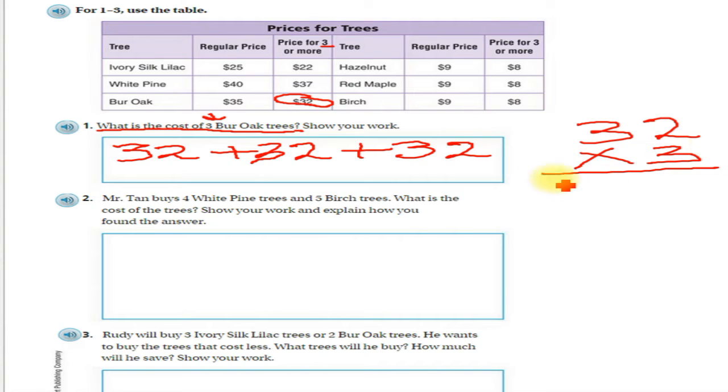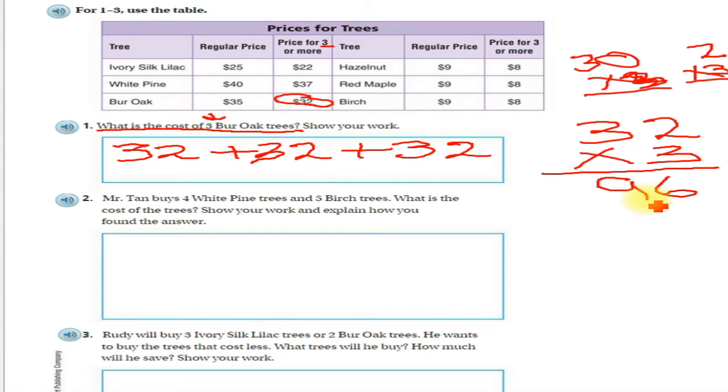Okay. Now I could work this out in expanded form and do 30 times 3, and 2 times 3. I could do it that way, but I'm going to work this out just using regrouping, okay? So I'm going to do my 3 times 2, that's 6, and then I'm going to do my 3 times 3, and that's 9, okay? And so that's 96 now.